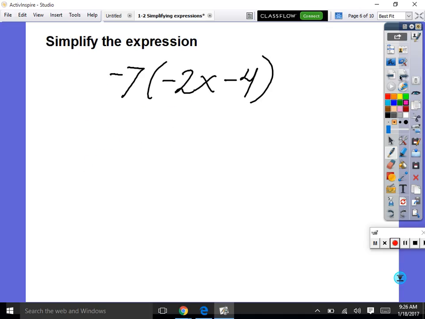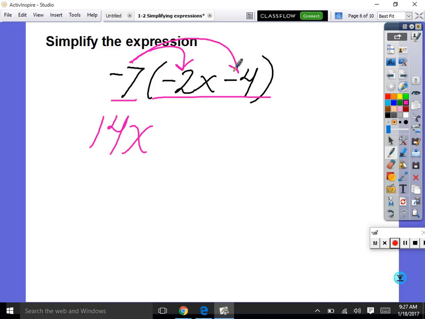Okay, here we go. Simplify the expression. What I want you to do is do this one on your whiteboard and hold up your final answer. Go. Write big. Go. So you have negative 7 times all that stuff. You've got to be really careful here. Negative 7 times negative 2x is positive 14x's. Now let me show you what I saw a few people do that I would have marked a little bit of points off for on this next one.